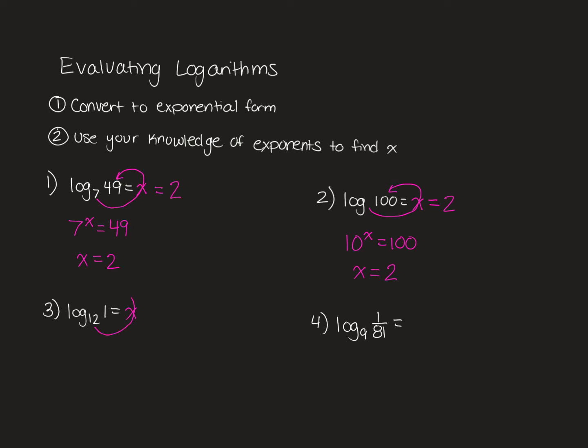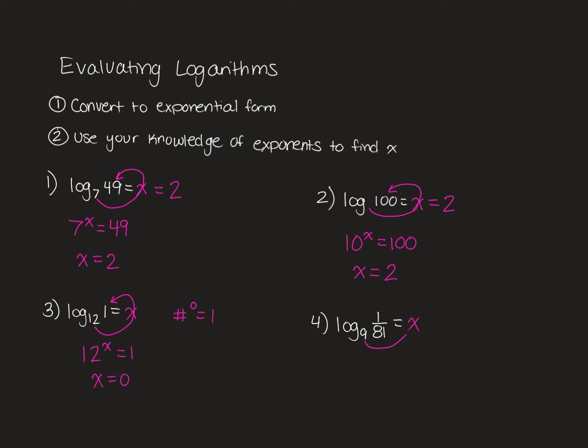Let's try number 3. So we'll do our loop. 12 to the x is equal to 1. So this one is kind of tricky. 12 to what power is equal to 1? Well, any number to the 0 power is equal to 1. So this is actually a property of a logarithm. Anytime you have log base something of 1, it's going to equal 0. So in this case, x is going to equal 0 because 12 to the 0 is equal to 1.